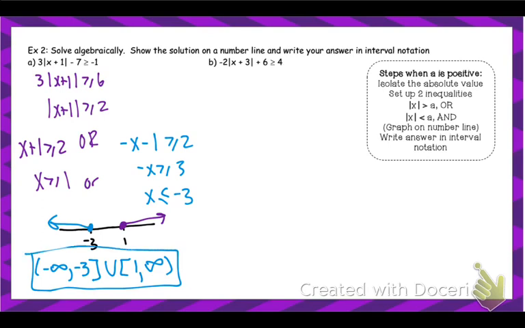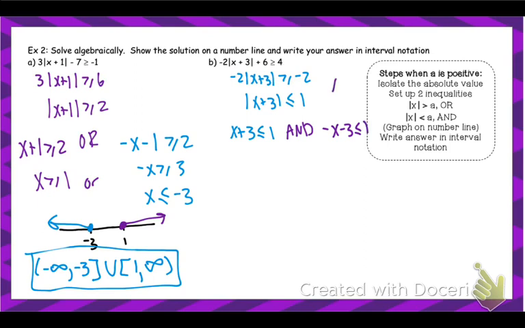All right, looking at the next one. Again, before we make any decisions here, we need to get that absolute value by itself. So I will subtract 6. When I divide by a negative, I flip my sign. Then I set up two inequalities. So inequality number 1, x plus 3 is less than or equal to 1. So we're talking about less than, so my second one is an and. So I'm going to do negative x minus 3 is less than or equal to 1.